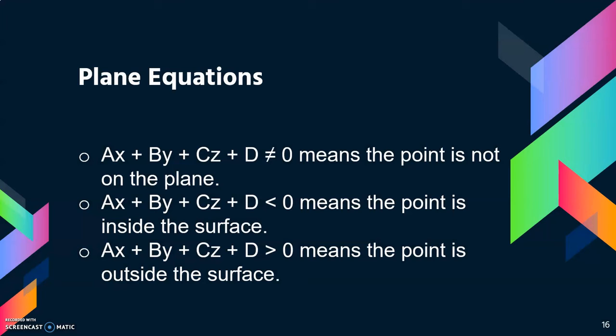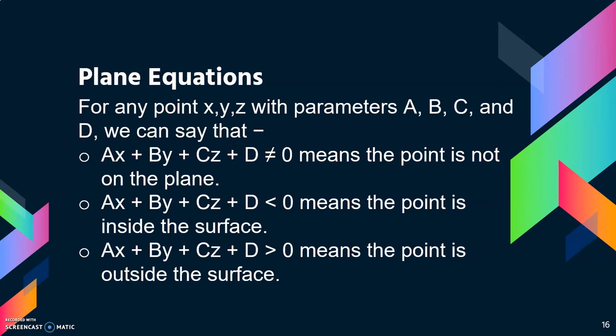So we can say that if ax + by + cz + d is not equal to 0, it means the point is not on the plane. And if it is less than 0, it means the point is inside the surface, and if it is greater than 0, it means the point is outside the surface.